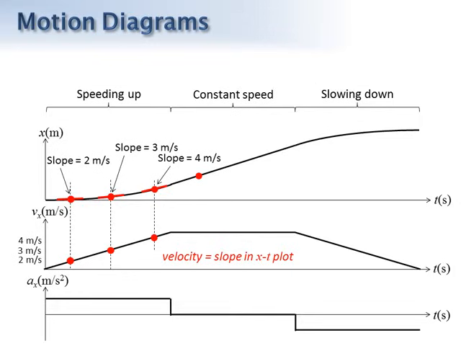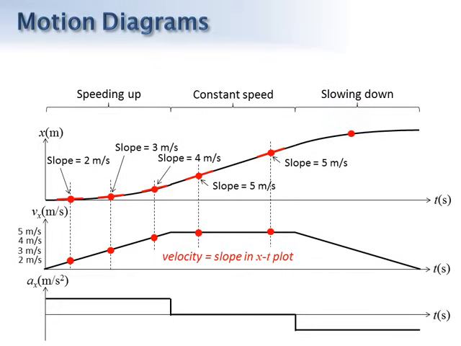This spot here, it's a slightly larger slope. Let's say it's 5 meters per second. So this value is 5. And then right here, it's along that constant slope. So that means the velocity is still going to be 5. So we have a constant value of velocity as well.